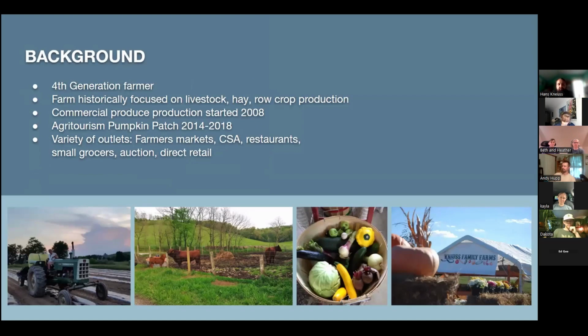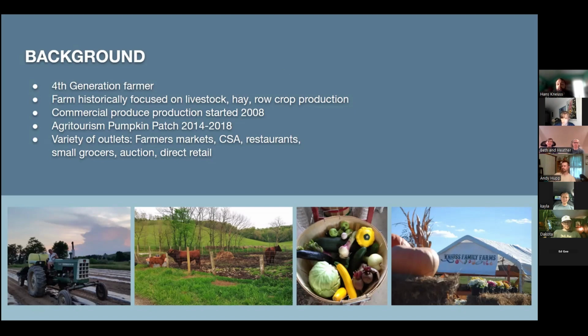A little bit about myself. I'm a fourth generation farmer here in Tuscarawas County, based in New Philadelphia, Ohio. We have historically focused on livestock, hay, and row crop production, but then in 2008, we got into commercial produce, which we still do on a limited scale. I work full-time for Rural Action outside the farm now, but we still do a little over an acre of produce and sell to the local farmers market. We did agritourism for a couple years. That was a lot of fun. I really enjoyed our time with that. We got out of it in 2018.